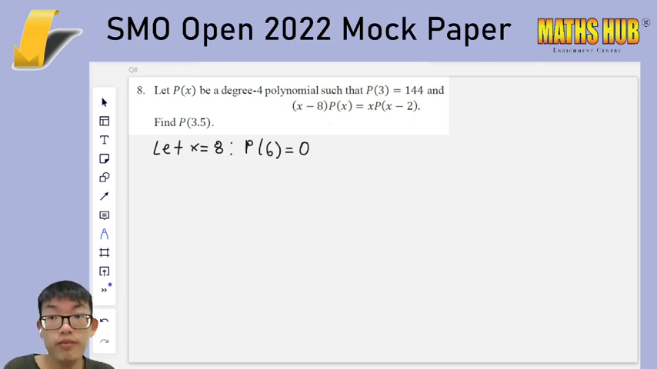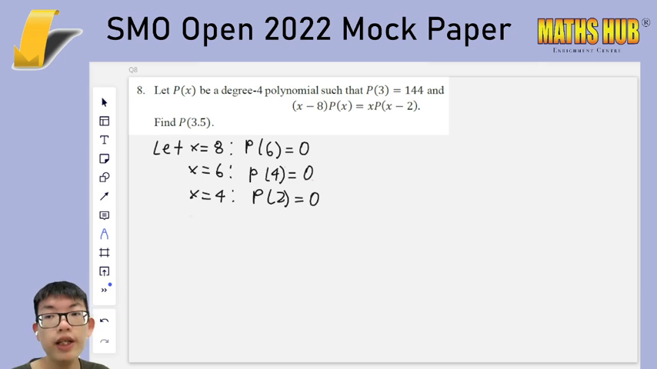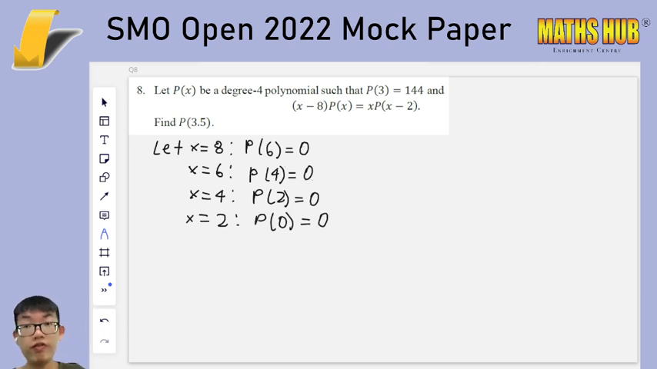Well, then I should put in x equals 6. If x equals 6 is put in, the left-hand side is going to be 0, because P of 6 is 0. And so now you get 6 P of 4 is 0, so P of 4 is also 0. And likewise, you can repeat this and you would get another root, 2. And do it again, you get another root, which is 0. At this point, you have found 4 roots for a degree 4 polynomial. So there shouldn't be any more.